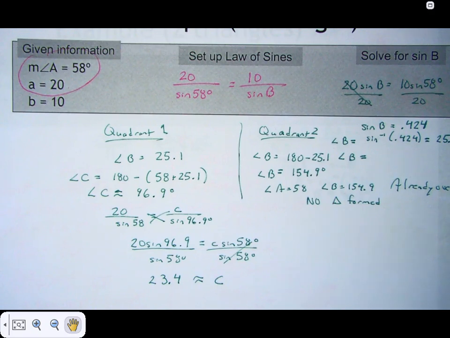Yes, it would also be fine. So the question was, could she just, since she knows B, use 10 over sine of 25.1 as her ratio, and that would work just as well. We'd get the same answer for C because the ratio is the same.